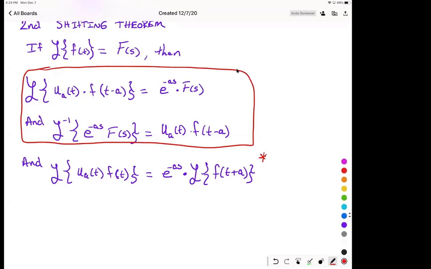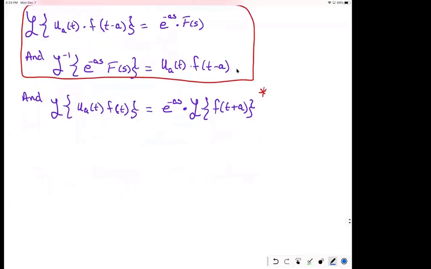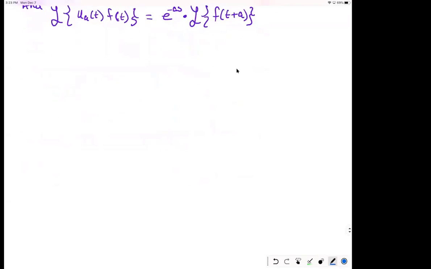Okay, let's do an example. So, examples here.